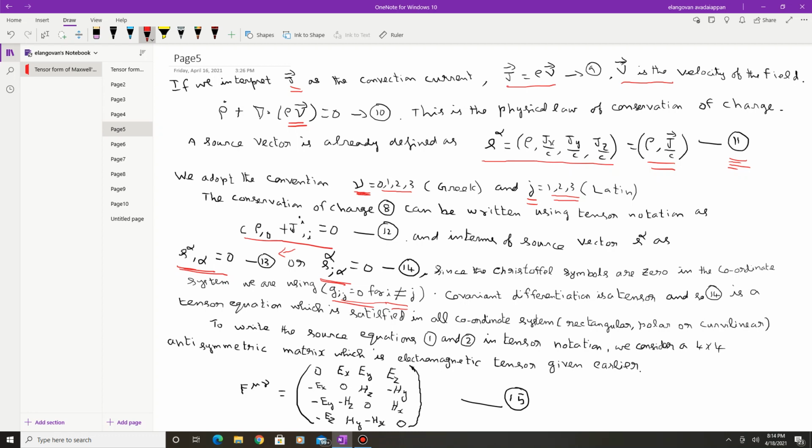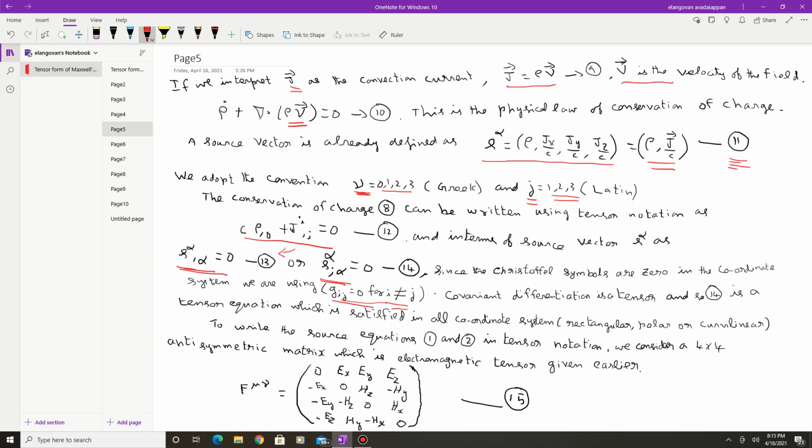So this is the most general way of expressing it, because the equation S^alpha semicolon alpha equal to 0, which is the tensor equation, is more advantageous when compared with equation 13. Equation 13 is satisfied only for a rectangular coordinate system, whereas S^alpha semicolon alpha equal to 0 is satisfied for all coordinate systems, whether rectangular, polar or curvilinear. That's why the tensor equation is much more advantageous.